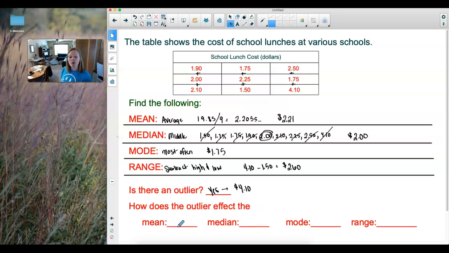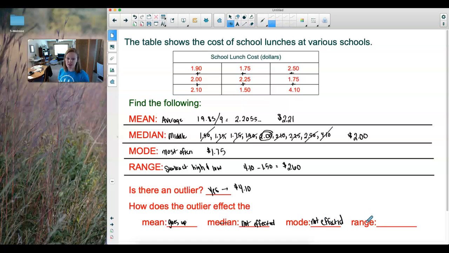Okay, so how does the outlier affect the mean? Now remember, if the outlier is on the top end, like this one is, then it goes up. If it was on the lower end, if there was a lunch that was only 10 cents, then it would go down. Okay, how does it affect the median? The median is not affected. The mode is also not affected. The mode will never be affected.